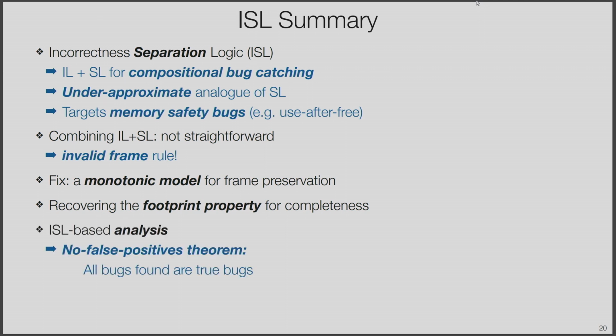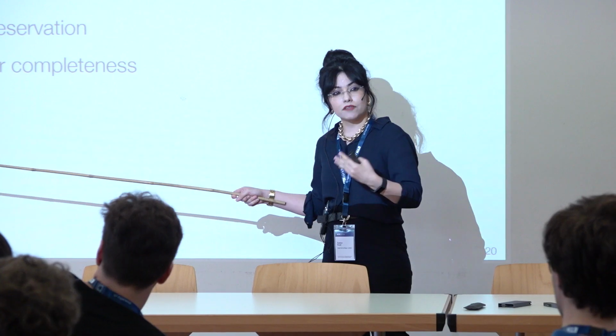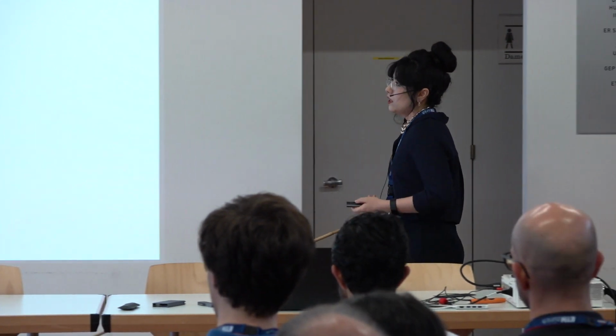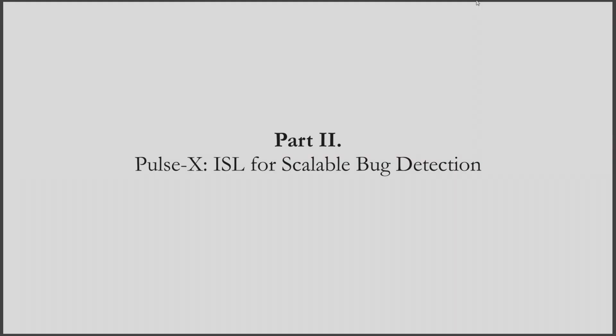And finally, I started the talk by saying things like we need compositional reasoning, we want to have static analysis for bug detection that is under-approximate. That was the whole story, right? But then I delved into theory. So really, we wanted to test the mettle of our new theory and see if it's actually suitable for bug detection or not. Which brings me to the second part of the talk, our static analysis tool based on under-approximation, PulseX.